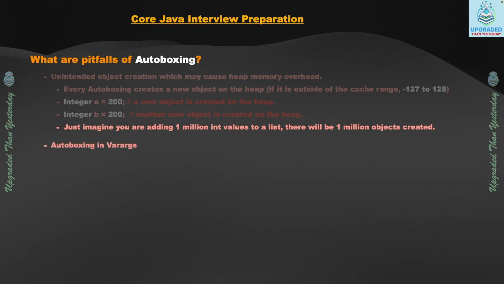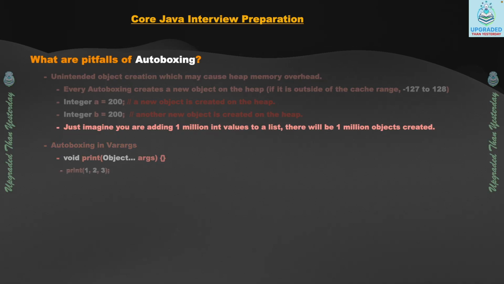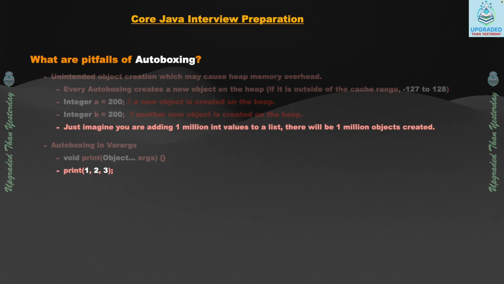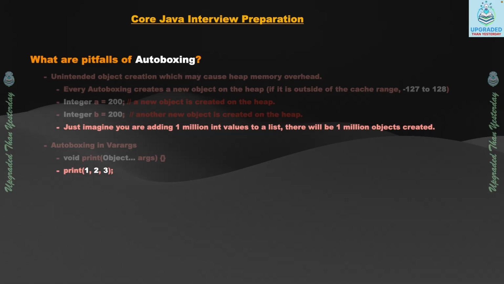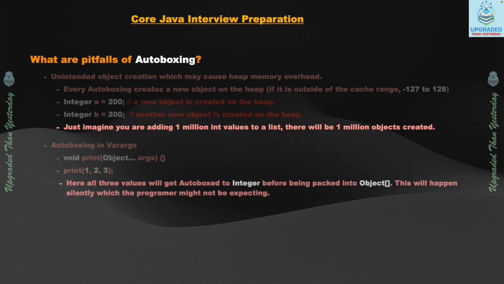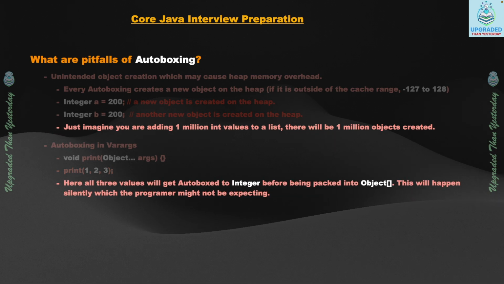Second pitfall. Autoboxing in varargs happens silently, so a program may behave unexpectedly. Look at the example. The method print, which accepts a vararg of object type, is called by passing primitive values. Although the values are primitive, the JVM won't complain anything and it will silently convert the primitives to its wrapper types and will execute the method. Since this conversion is happening silently, the program might behave unexpectedly.